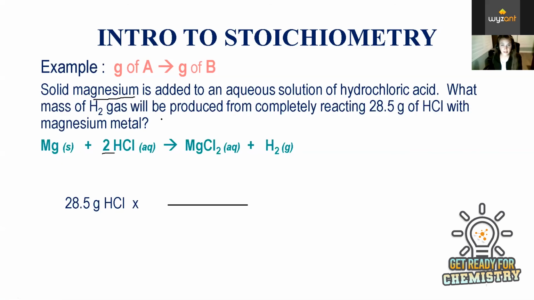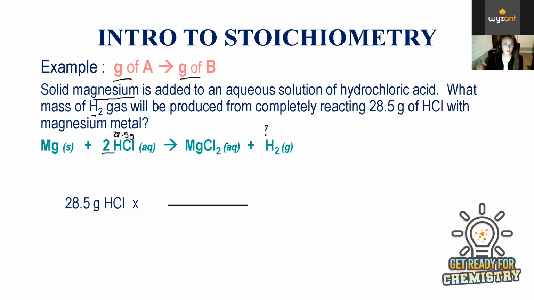So second step is, again, we're going from grams of A to grams of B. So we read through this again. It says, what mass of H2? So we're trying to find the mass of H2. I put a little question mark here, and it will be produced by completely reacting 28.5 grams of HCl. Okay, so I write up here 28.5. That's how many grams I have.